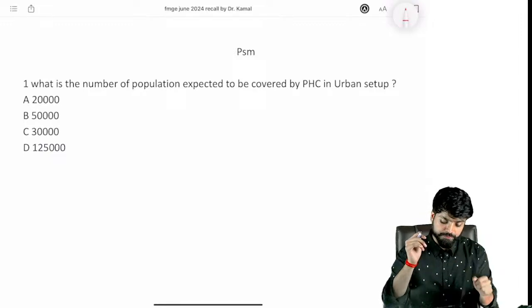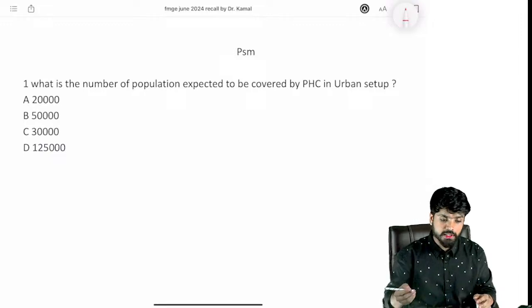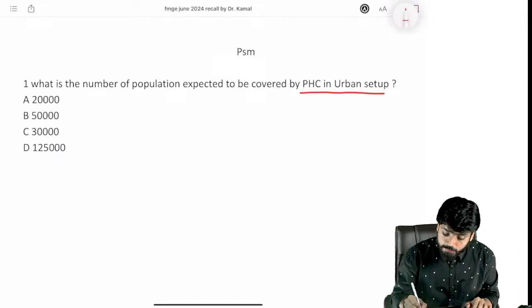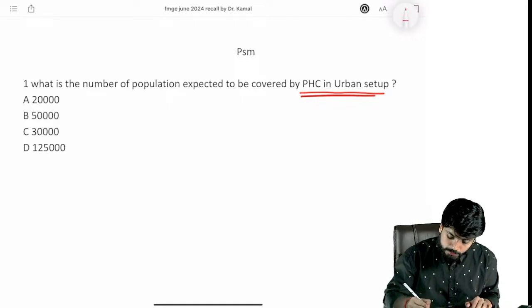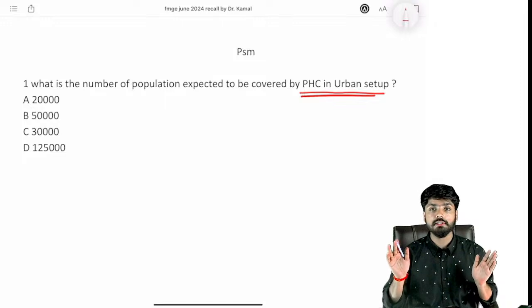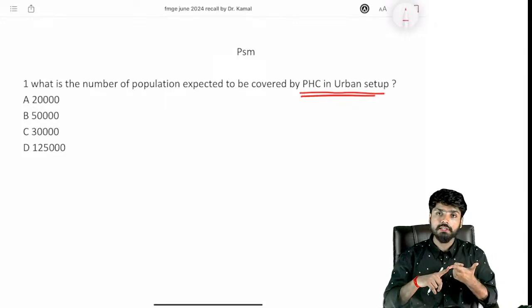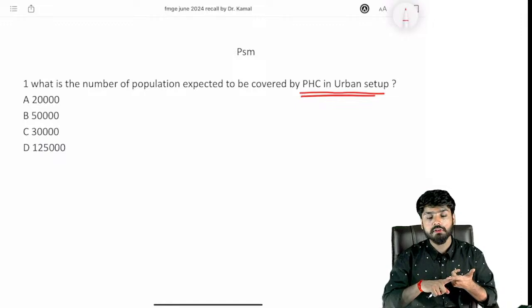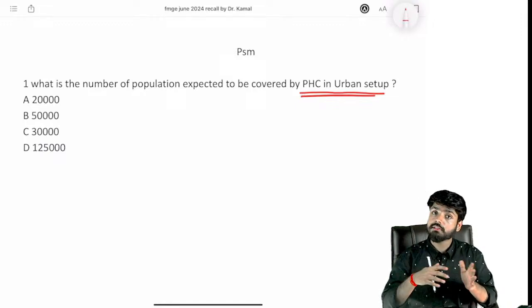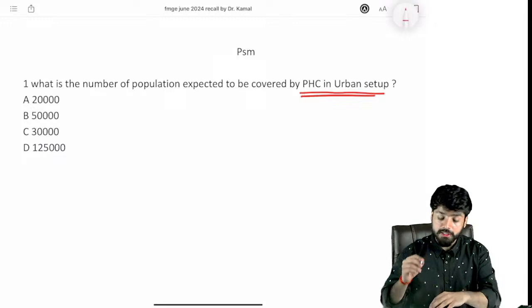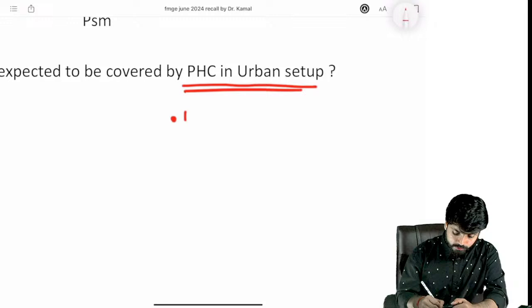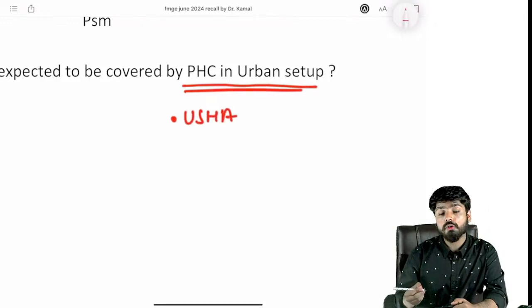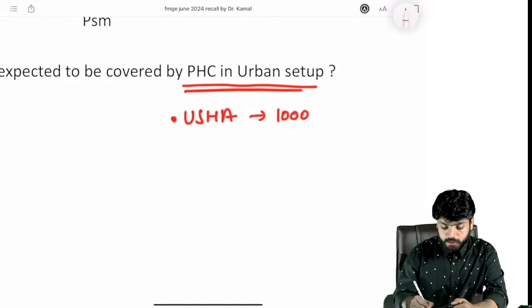Now the first question is straight away number based, like which is the urban setup PHC. See, the thing about this question is, if they ask about PHC in an urban setup, suddenly the answer changes, because there are sub-centers, PHCs, CHCs, but when we go to the urban setup, the complete picture is different. Let me show you how it can happen. In urban setup, the minimum level that we start with is USHA or urban ASHA. They cover 2,500 to 5,000.